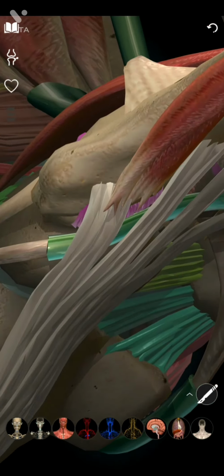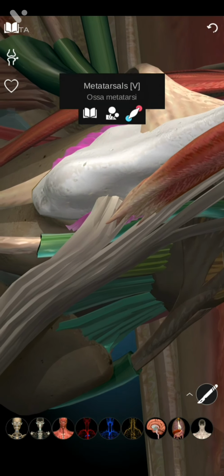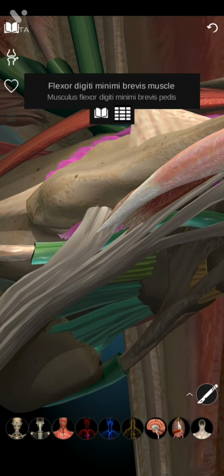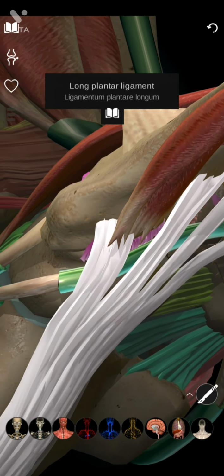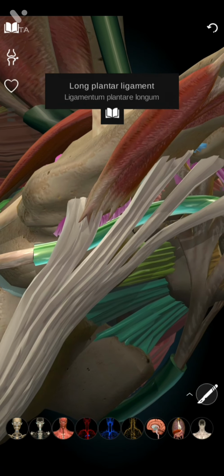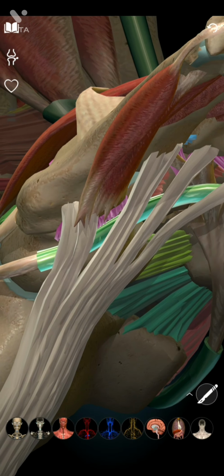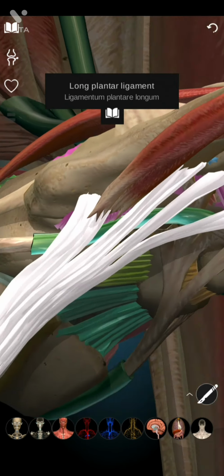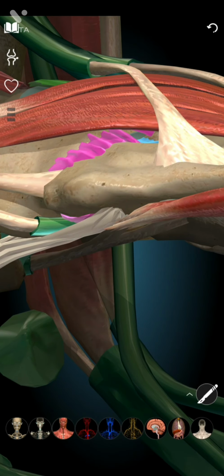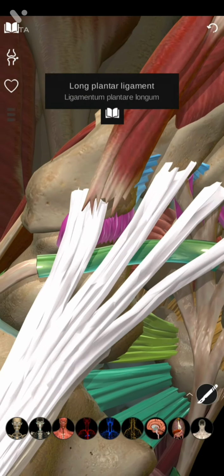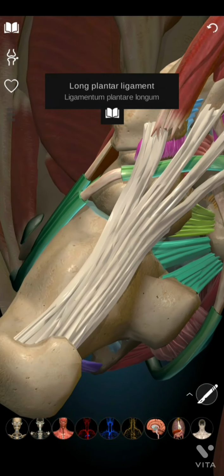As you can see, it is originating from metatarsal and some tendon. So as you can see, it is originating from a part of it. Here you can see part of it is originating from the metatarsal and a part of it is originating from the long plantar ligament.